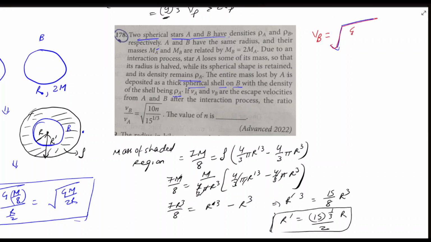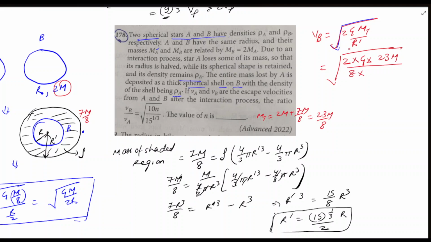root of 2G M total of the sphere after the interaction process by the radius, which will be r dash. So we'll write it as 2 into G M total. The total M is what? Initially it was 2M and finally it will be 7M by 8. So this whole we have to add. Total mass will be 2M plus 7M by 8. So 16 plus 7 will be 23M by 8, right? So we'll write it as 23M by 8, and r dash was this.